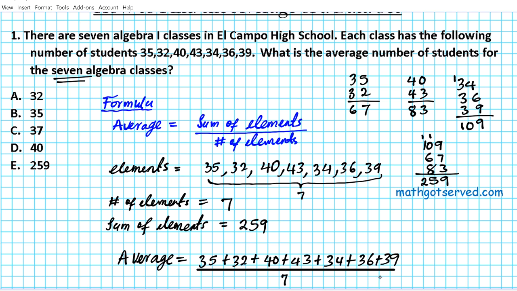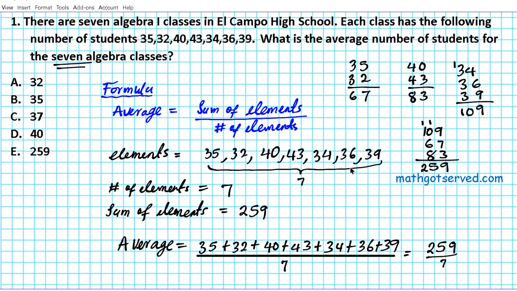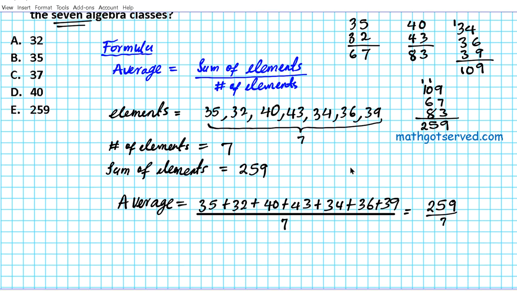Okay, so the numerator of this quotient has already been computed. That's what we did on the side, which was 259. And we'll divide that by 7. All right, so let's go ahead and do the division. We're going to use long division here, since we can't use a calculator. So we have 259 underneath the division symbol, and we have the 7 on the outside.